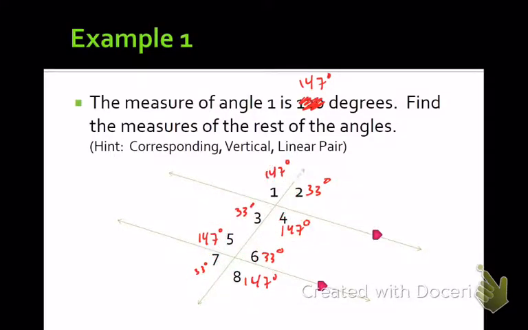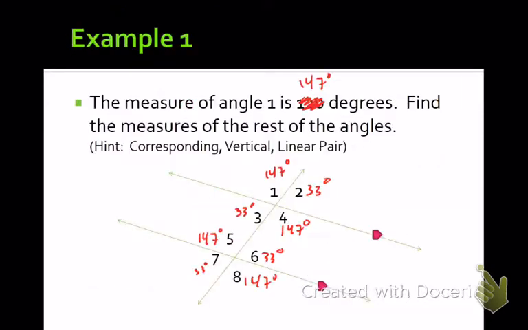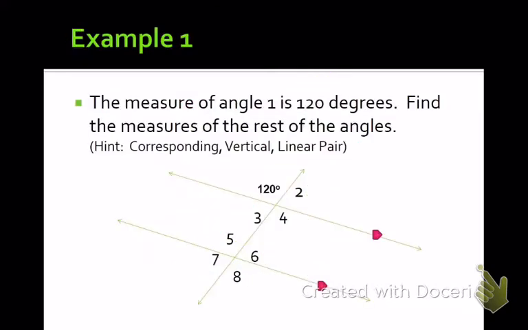So that leads us to the corresponding angles postulate, which says this. If two parallel lines are cut by a transversal, then the corresponding angles are congruent. So angle 1 and angle 5 are congruent here, right? Just like 1 and 5 are congruent here. 2 and 6 are congruent. 3 and 7, 4 and 8. Okay? Corresponding angles are congruent. You can always stop this and continue writing that down if you need to.